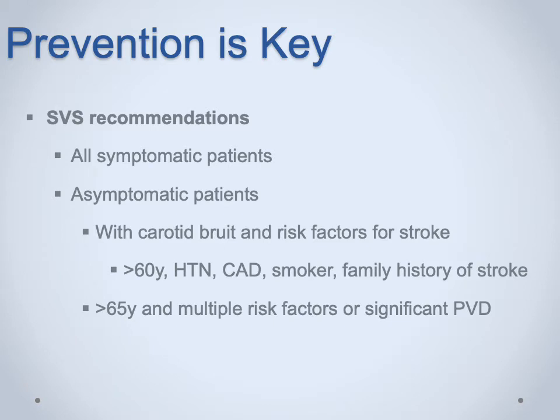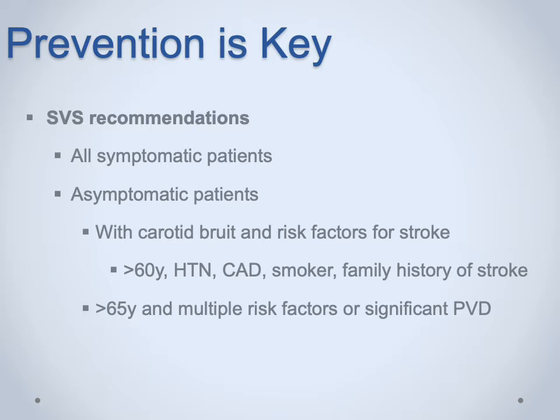prevention is key. And so the Society of Vascular Surgery recommends that we intervene on all patients who have evidence of carotid stenosis who are symptomatic, meaning that they've had a stroke or they've had a TIA, transient ischemic attack, which is a change in their neuroexam that is present for less than 2 minutes and resolves within 24 hours. Asymptomatic patients are those who have evidence of a carotid bruit, and we would intervene if they're greater than 60, have hypertension, coronary artery disease, or if they have other significant risk factors.